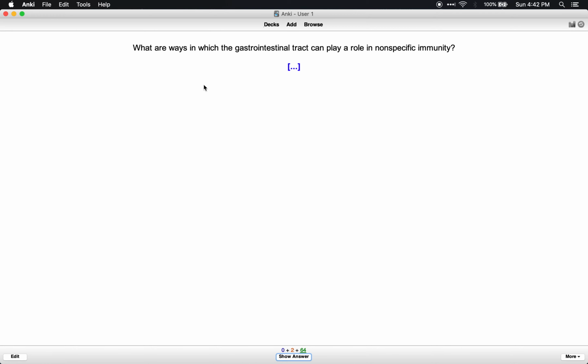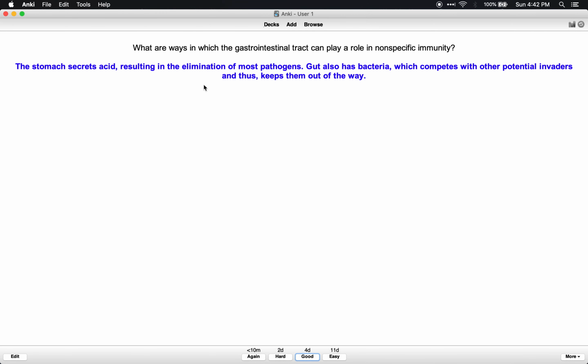What are ways in which the gastrointestinal tract can play a role in non-specific defense? So, the gastrointestinal tract is very acidic, and it basically kills any bacteria, and it also has bacteria inside the tract that keep other pathogens away.